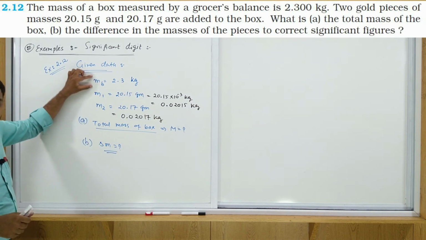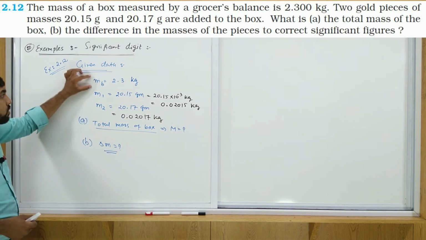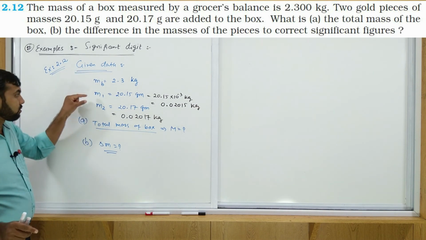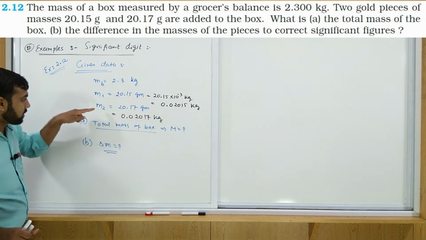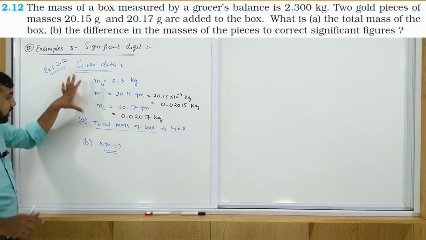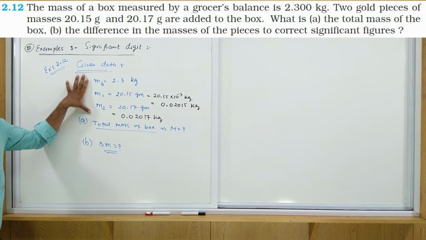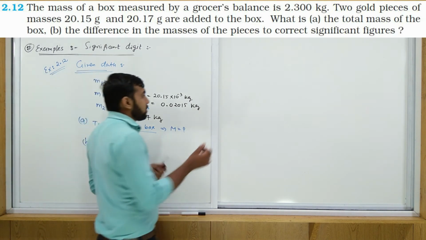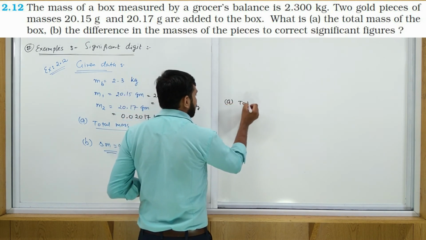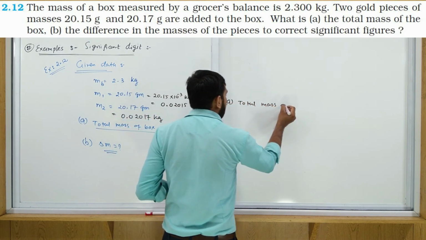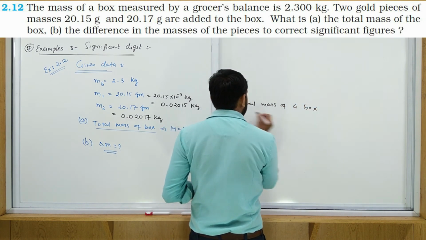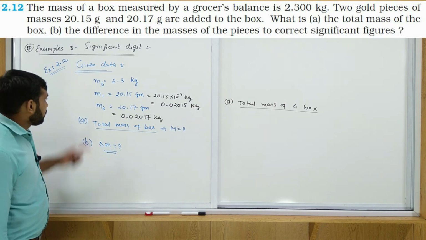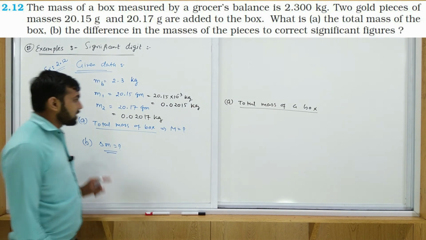Initially the box is alone. Now in this box the 2 gold pieces are placed. How much is the mass of this first piece? This one. How much is the mass of the second one? This one. So what is the total mass of the box? This is our question. So find the total mass of the box first. If you count this total mass of the box, then what is the answer?